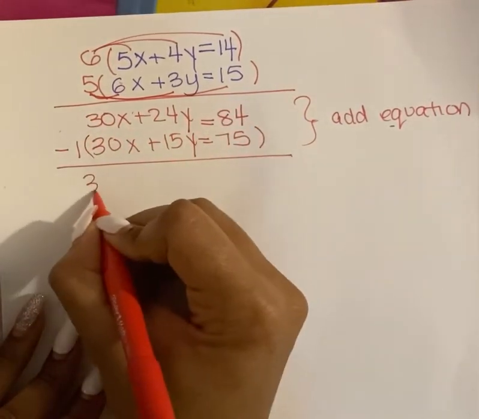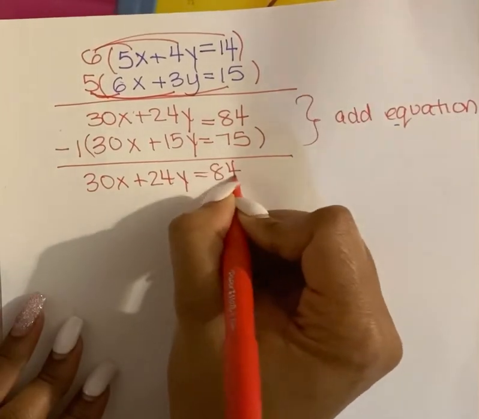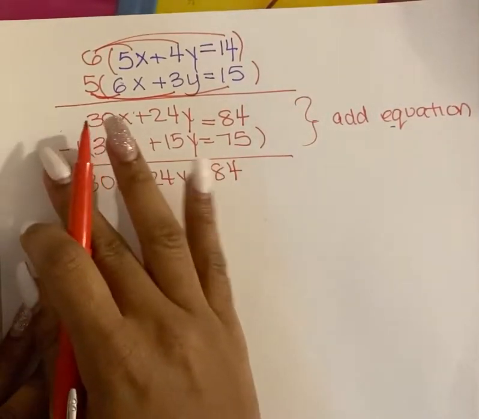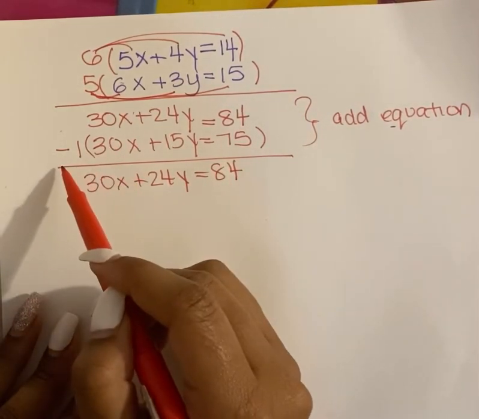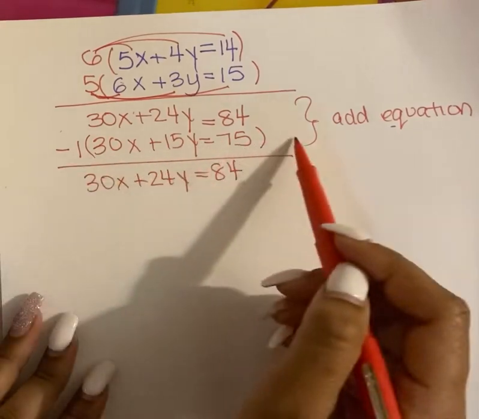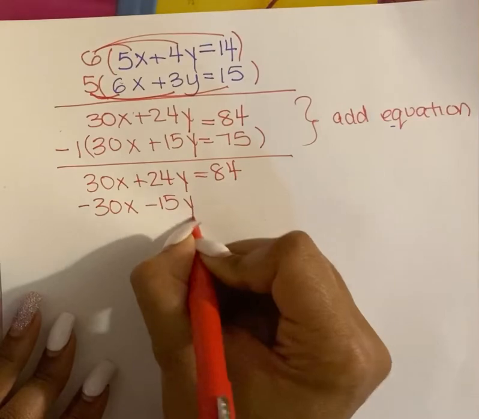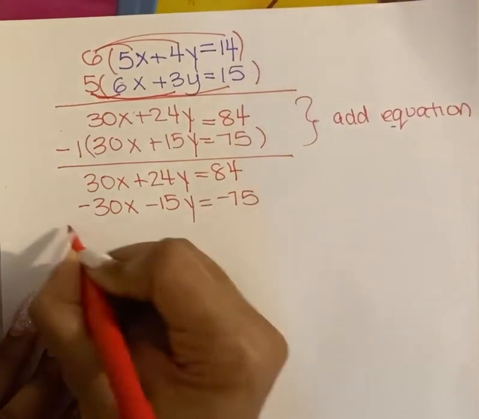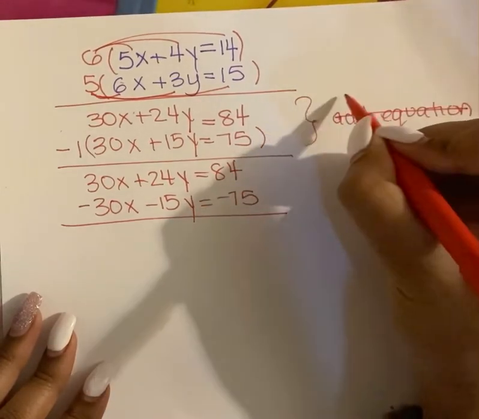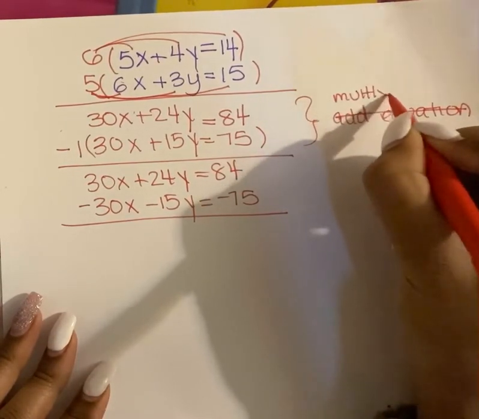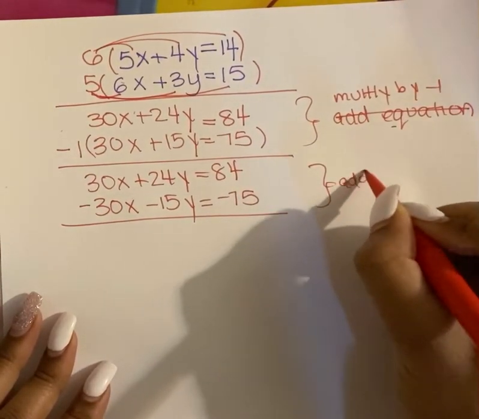I didn't touch my top equation, so I'm just going to rewrite it. Okay, and then I'm multiplying my whole bottom equation. So remember, you need this to become a negative 30. We multiplied by negative 1, but we have to multiply the whole equation to keep the equation balanced so that we don't change the equation. Okay, and so we couldn't add the equations here. We actually ended up multiplying by negative 1. But here we're going to be able to add the equations.